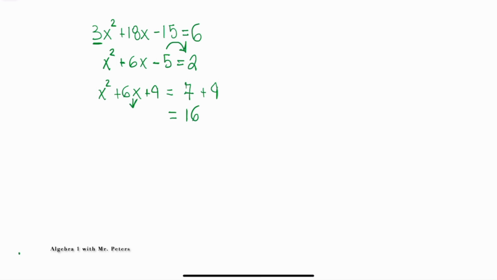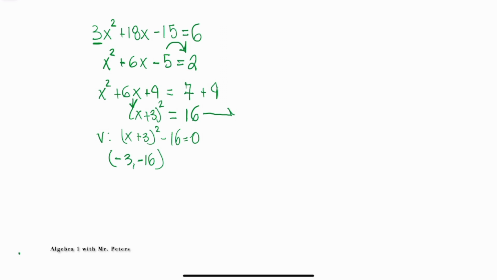And then when I break this trinomial down to its binomial, 6 divided by 2 is 3. So we're going to have x plus 3 squared. If we want to get the vertex, it is going to be x plus 3 squared minus 16 is equal to 0. So my vertex would be -3, -16.